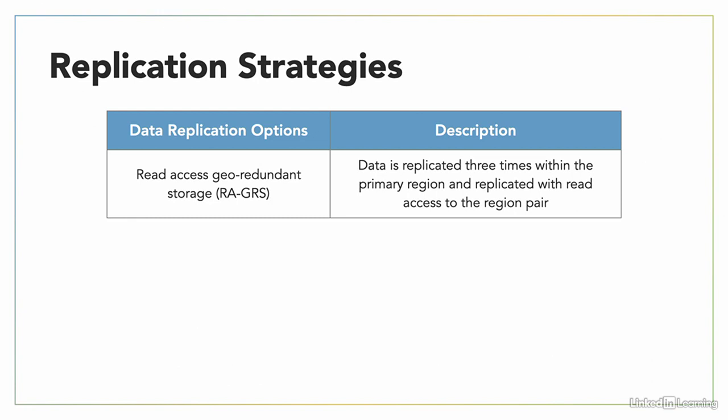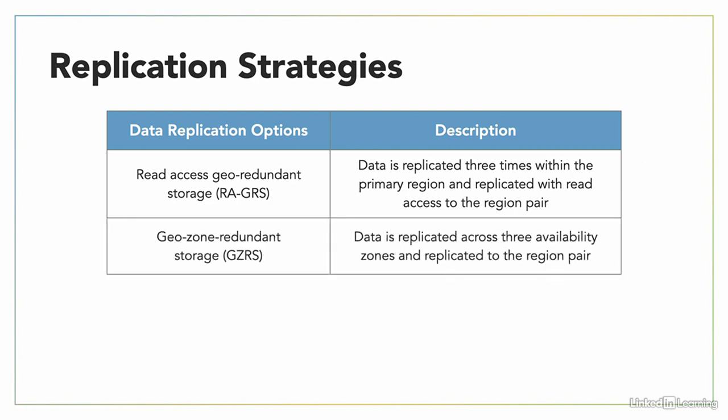Read Access Geo-Redundant Storage is based on GRS. Read Access GRS replicates your data to another data center in a secondary region and provides you with the option to read from the secondary region. With Read Access GRS, you can read from the secondary regardless of whether Microsoft initiates a failover from the primary to the secondary. The final replication is Geo-Zone Redundant Storage.